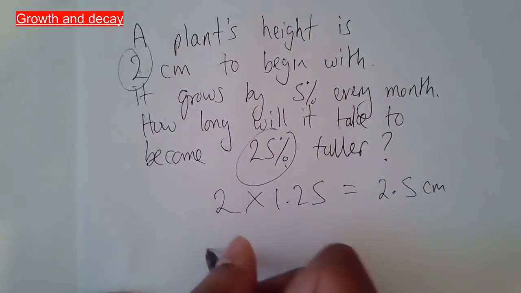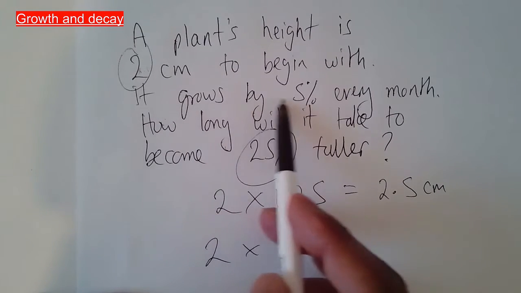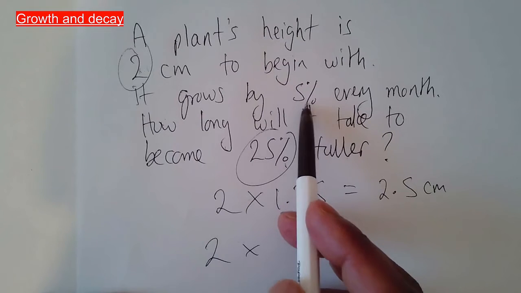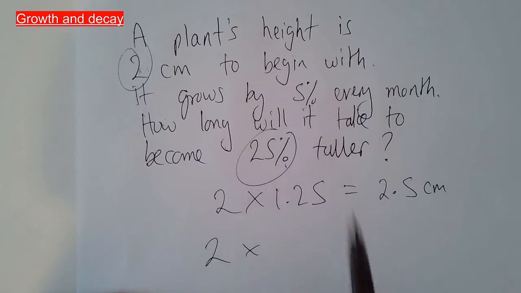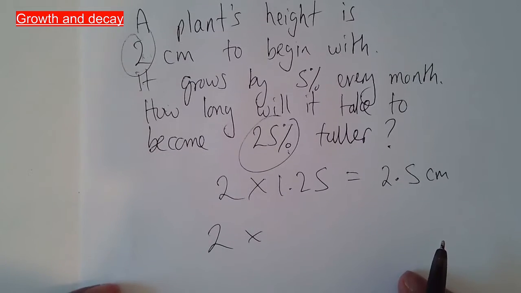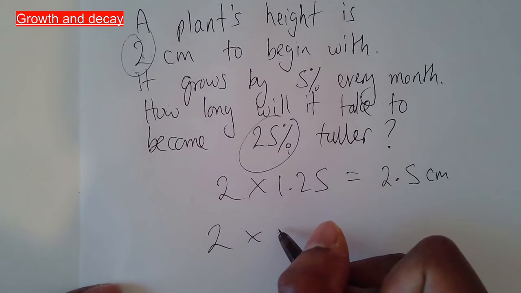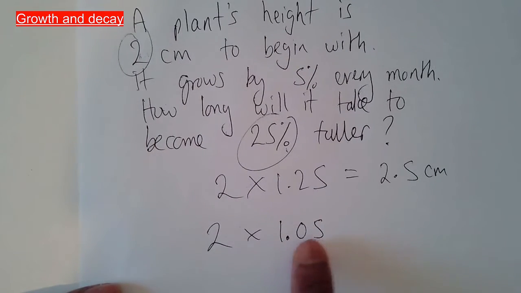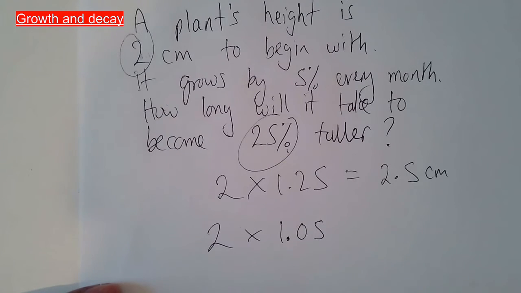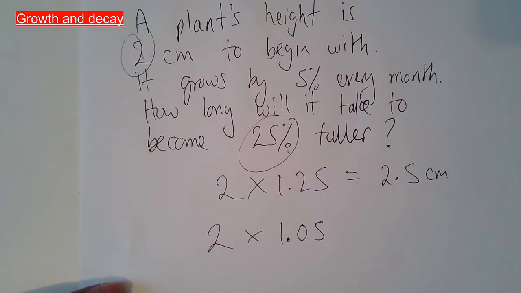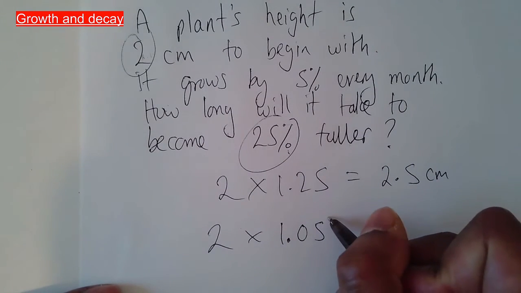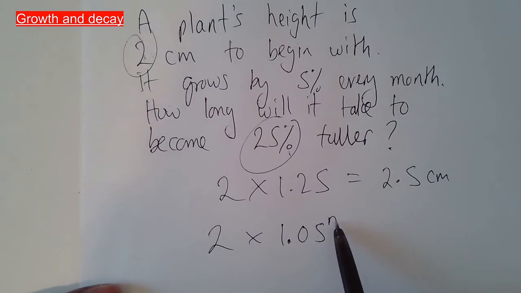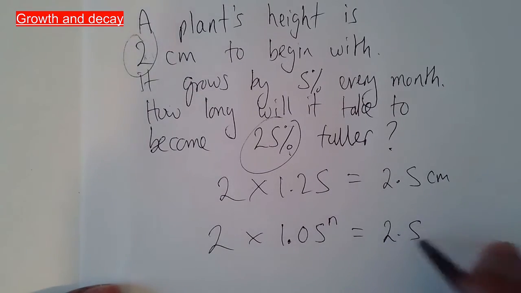You started off with 2 centimeters, but every month it grows by 5%. So it's a 5% increase. If you've seen my previous video on this, a 5% increase is the same as multiplying by 1.05. If you were 6%, 1.06. If you were 7%, 1.07. If you were 40%, 1.40 or 1.4. Right, now put the n there, that's what we're going to work out. The number of months to reach 2.5.